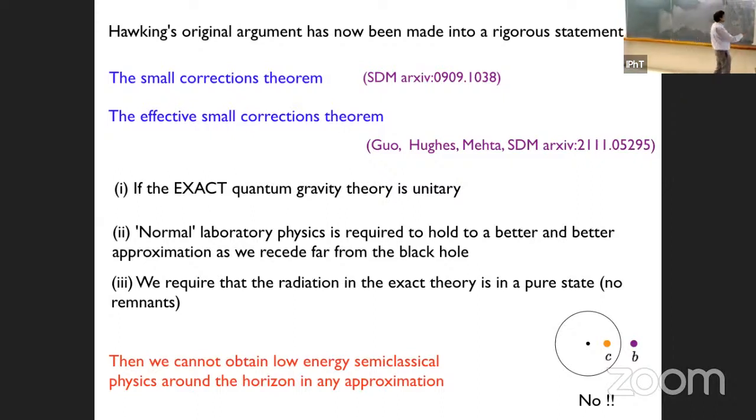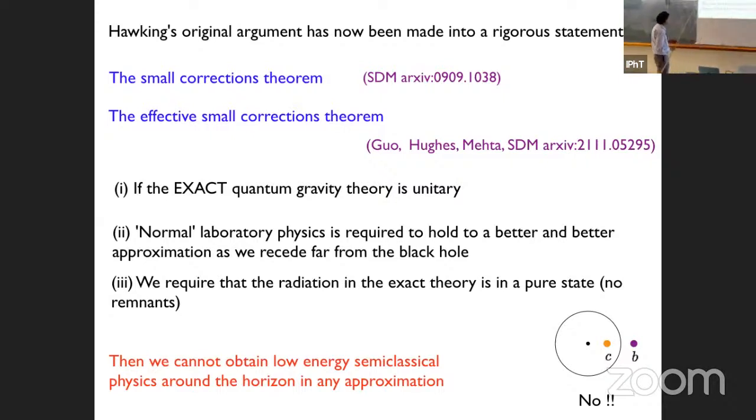If the exact quantum gravity theory is unitary, let's assume that, it just behaves like a normal unitary theory. There's no information loss in that. You require normal laboratory physics to hold to a better and better approximation as you recede further and further from the black hole. If I go arbitrarily far from it, I should see no surprises. I can open up Polchinski's textbook and know what low energy physics behaves like. It's just strings and gravitons and branes interacting exactly like I know in string theory. So you put that in also.